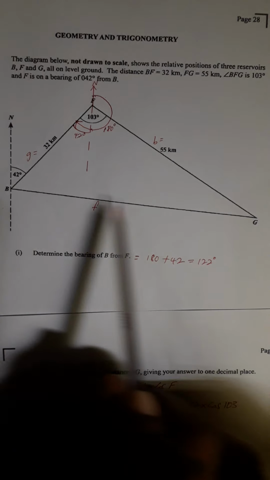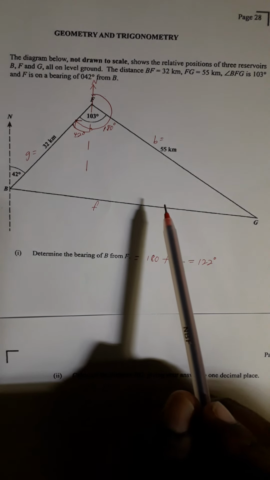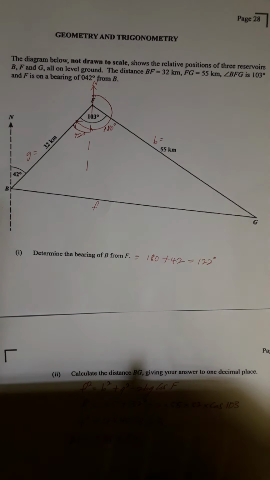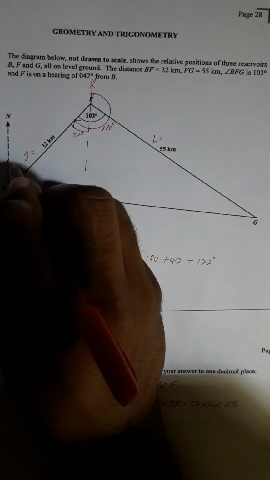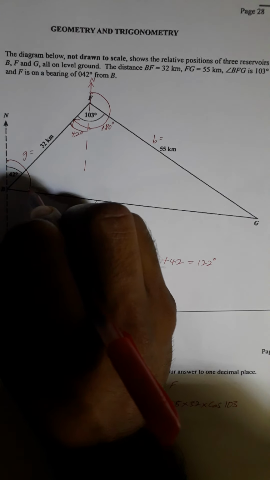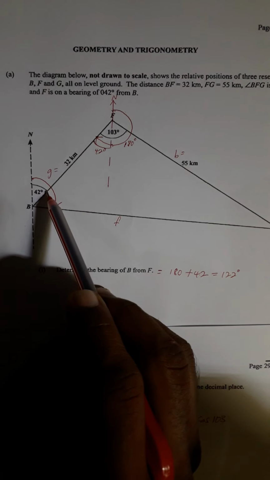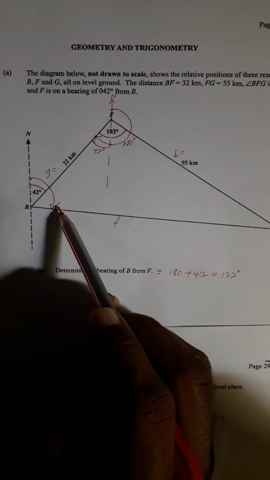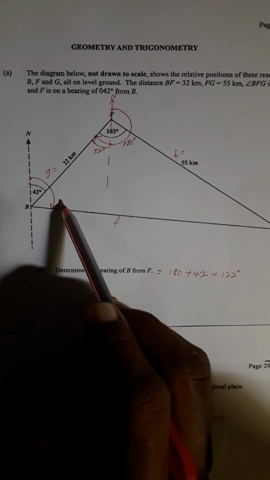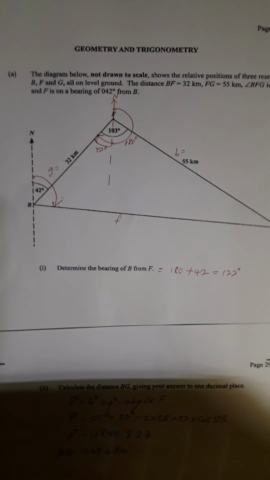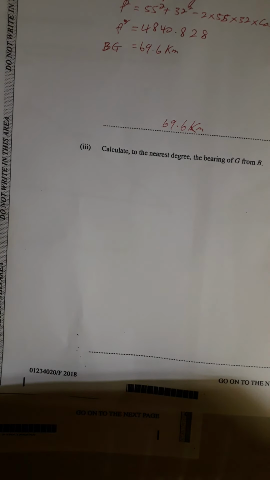So we see that this line connects B and G. So we want to know the bearing of G from B. So we start from the north line and we want to know this bearing. That's the bearing. Alright, so far we know from here to here is 42. If we find this angle in here, we can add that angle plus the 42 and that's how we get the bearing. Good. So let us try work that.